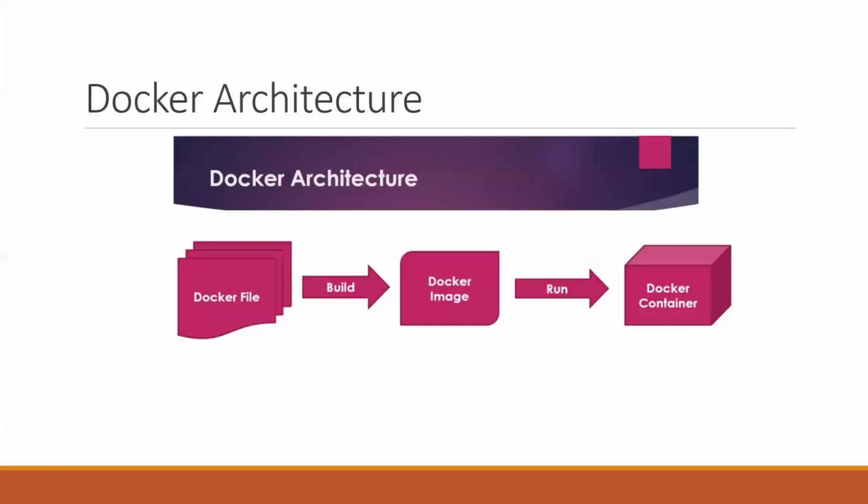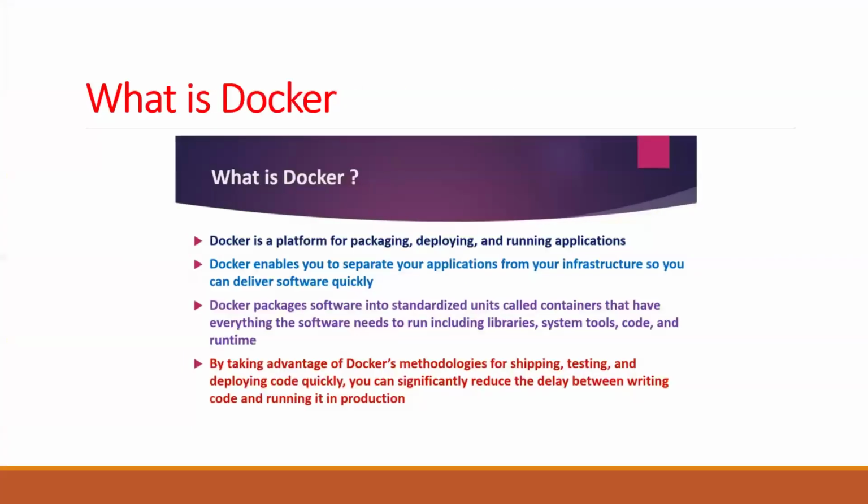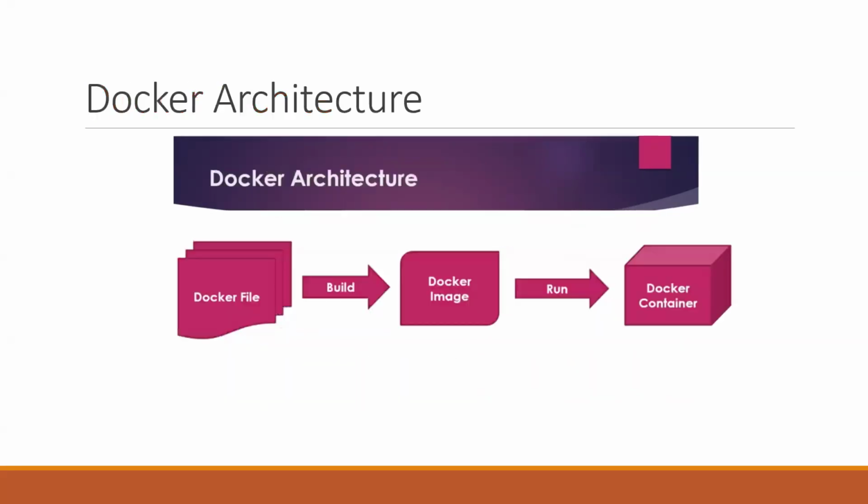So what is Docker? Docker is a platform for packaging, deploying and running applications. Docker enables you to separate your application from your infrastructure so you can deliver software quickly. Docker packages software into standardized units called containers that have everything the software needs to run, including libraries, system tools, code, and runtime. By taking advantage of Docker's methodologies for shipping, testing, and deploying code quickly, you can significantly reduce the delay between writing code and running it in production.